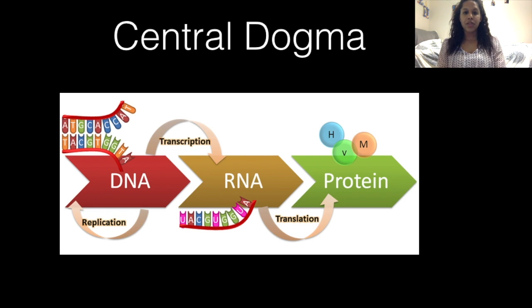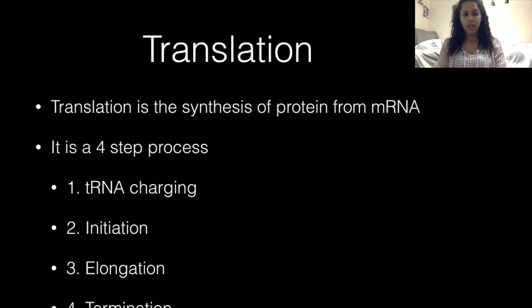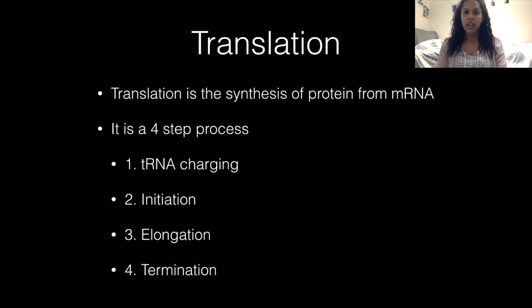So we're following the central dogma. So we've gone from DNA to RNA, and now we want to produce proteins. And we can do that through translation. So translation in eukaryotes typically occurs in the cytoplasm. Translation is the synthesis of a protein from mRNA. It occurs in 4 steps. The tRNA needs to charge, then you have initiation, elongation, and termination.